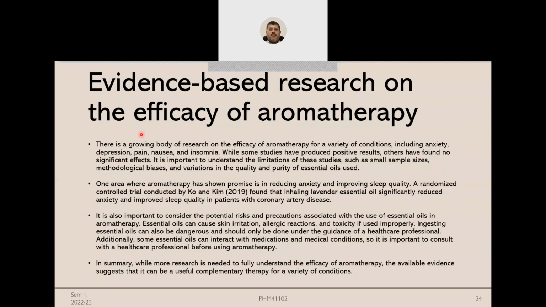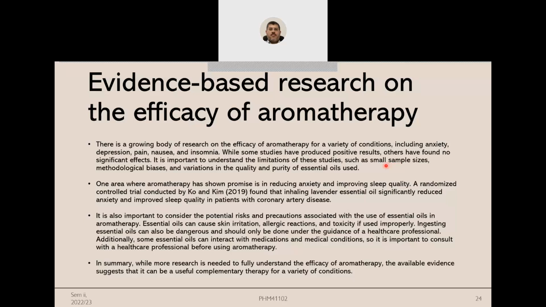So there is a growing body of research on the efficacy of aromatherapy for a variety of conditions, including anxiety, depression, pain, nausea, and insomnia. Some studies have produced positive results, which means the study concluded there is a positive result for the oil studied in treatment of these conditions, and some have found no significant effects.